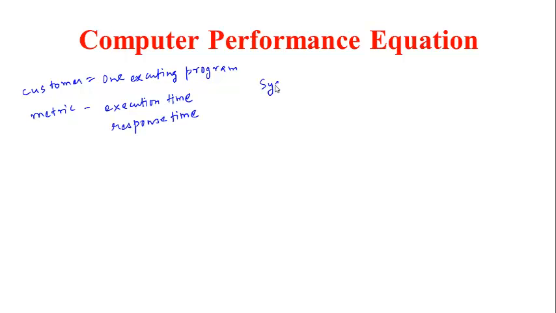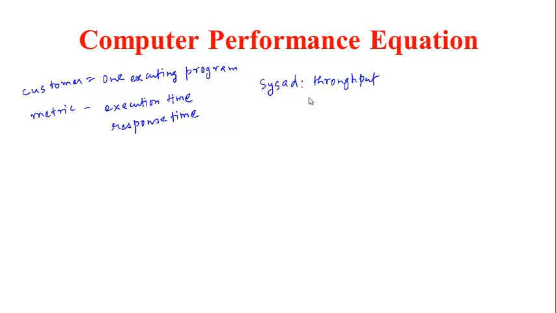So who is the customer in a computer system? The customer in a computer system is essentially the one who is executing programs using the computer. So what metric does the customer care about? The primary metric the customer cares about is the execution time or the response time. There is another metric as well which typically the sysad will care about, the one who is managing the computer. The sysad will also care about the throughput or the number of programs which can be executed per unit time.